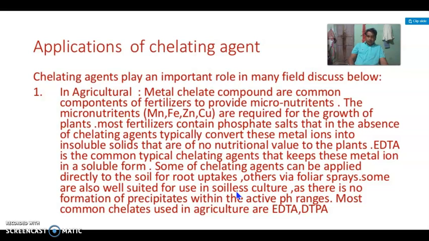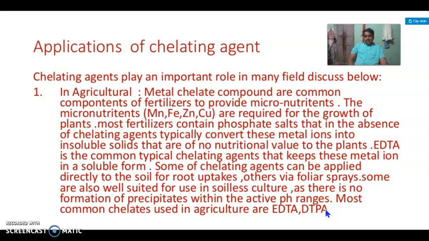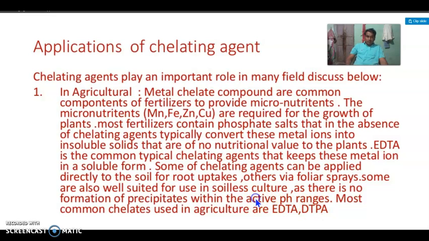Some are also well suited for use in soil culture as there is no formation of precipitates with the active iron. The most common chelating agents used in agriculture are EDTA and DTPA. In simple language, chelating agents play a vital role in agriculture in fertilizer, to provide micronutrients to the plant in a soluble form.